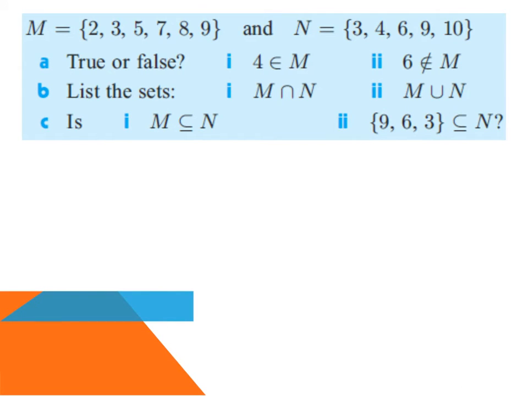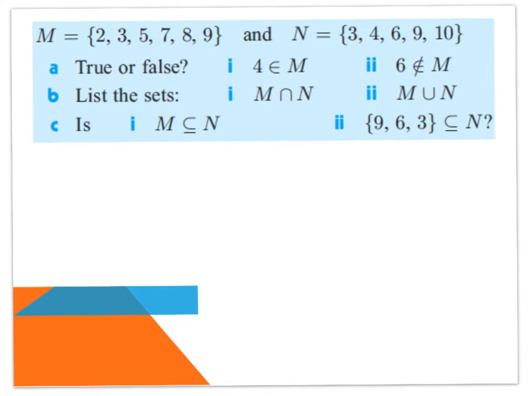So here's an example. We'll look through it together. Part A says, true or false, 4 is an element of the set M. Well, here's the set M. So if we go up here and look, we have 2, 3, 5, 7, 8, and 9. 4 is not an element in there, so we're going to call that false. Then it says 6 is not an element of M. So we look up here, 2, 3, 5, 7, 8, 9. 6 is not in set M, so 6 is not an element of M. Therefore, that statement is true.